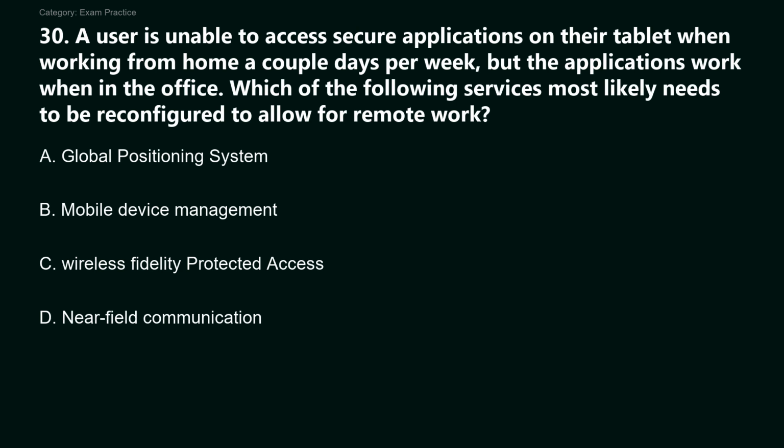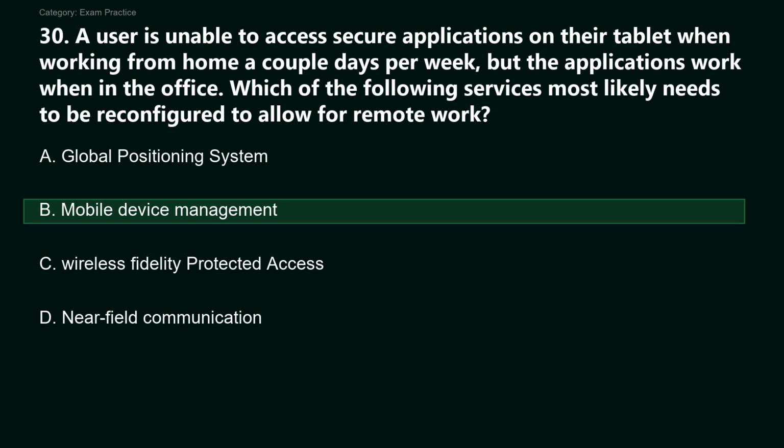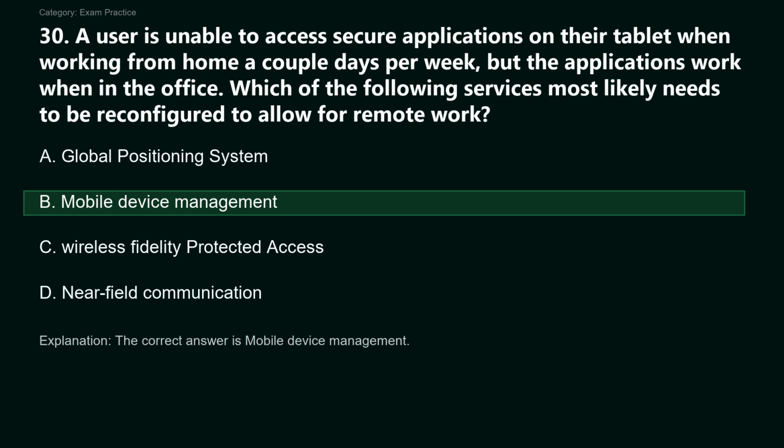Question 30. A user is unable to access secure applications on their tablet when working from home a couple days per week, but the applications work when in the office. Which of the following services most likely needs to be reconfigured to allow for remote work? Option A, global positioning system. Option B, mobile device management. Option C, wireless fidelity protected access. Option D, near-field communication. The correct answer is option B, mobile device management.